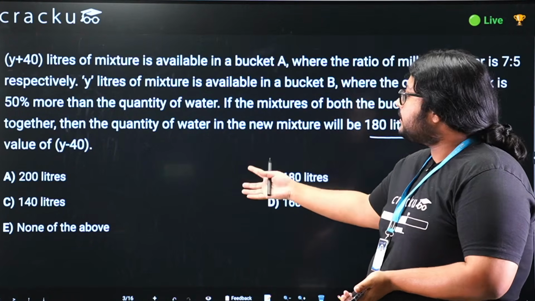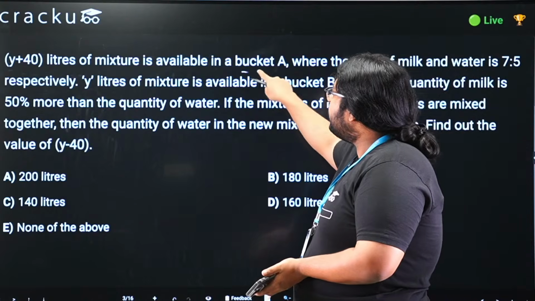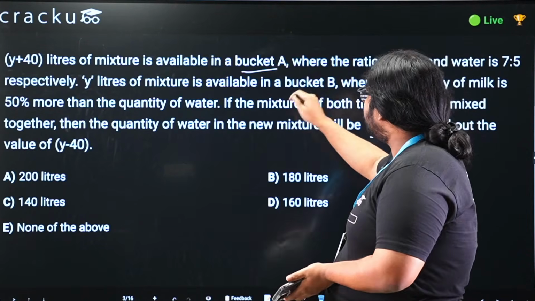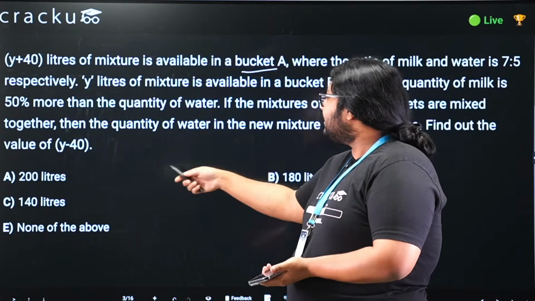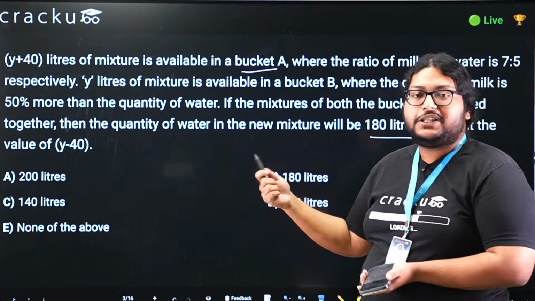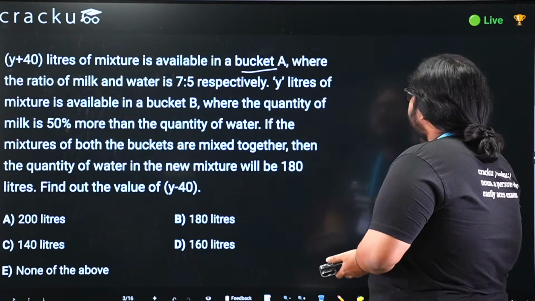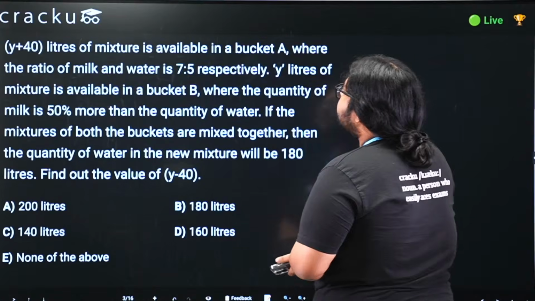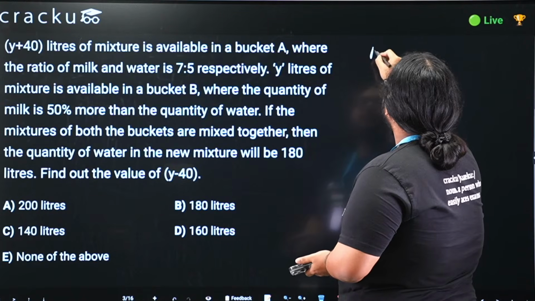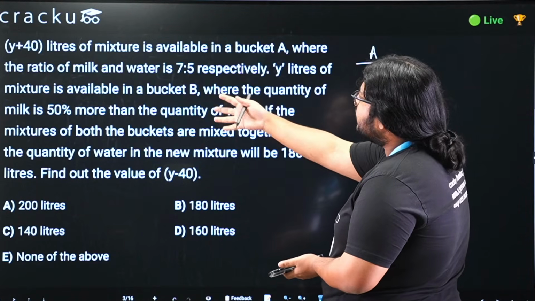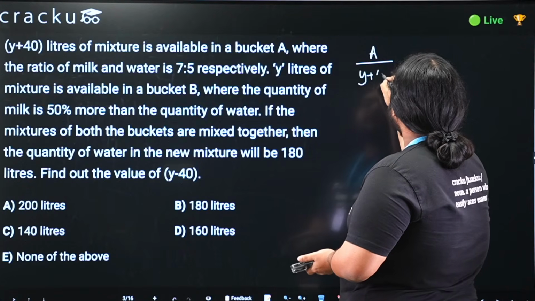What we will be proceeding with here is we'll calculate the amount of water in bucket A, the amount of water in bucket B, add them up together and equate that to 180. That should be the approach here. Let's try solving this, guys. So let's do bucket A first. In bucket A, what is the content? The content is Y plus 40 liters.